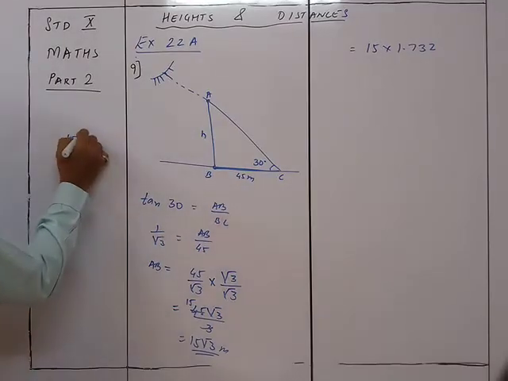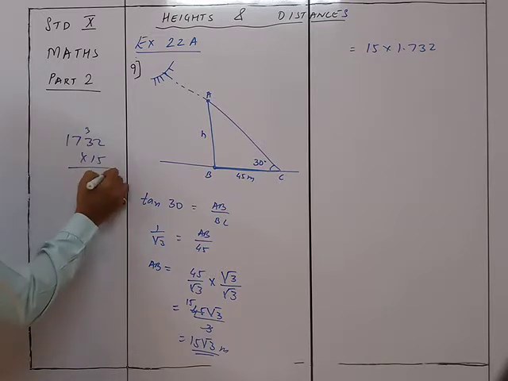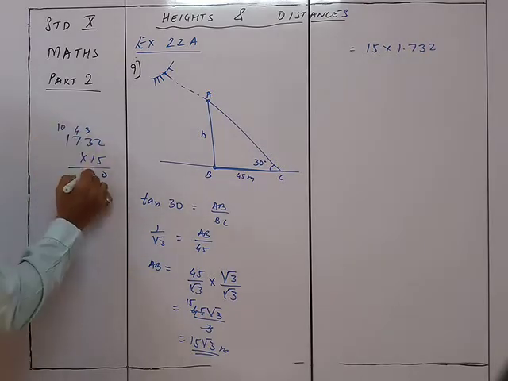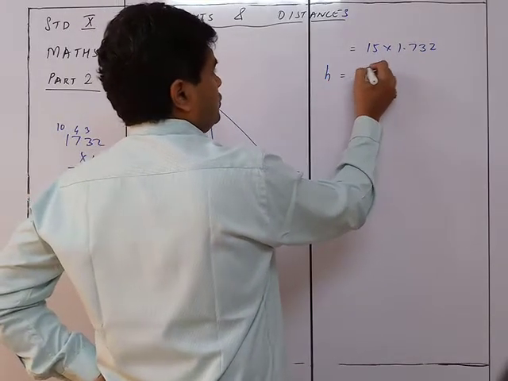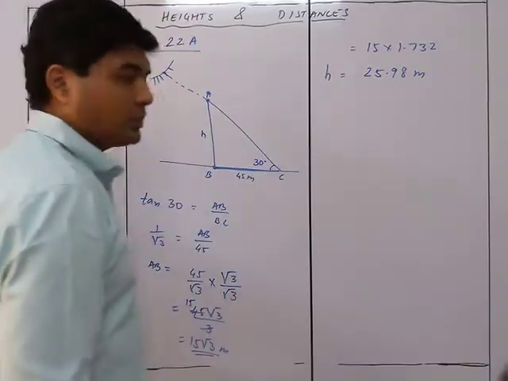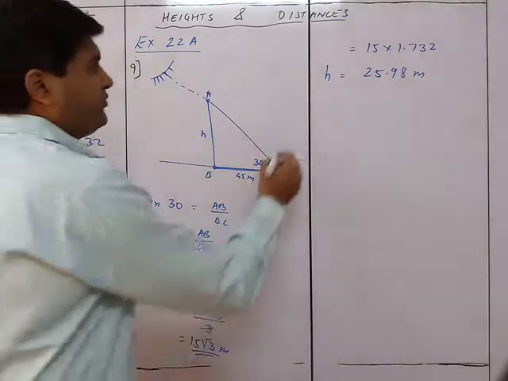So 1.732 into 15. So 15 2s are 30, 15 3s are 45, 48, turns out to be 105 plus 4 is 109, and then 15 plus 10 is 25. So H is equals to 25.98 meters. Got it? So that was the height. That was the first part.